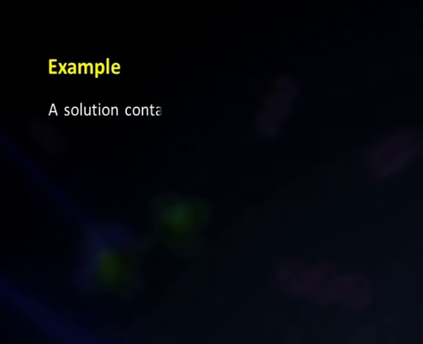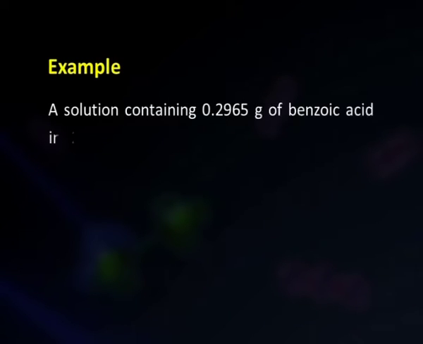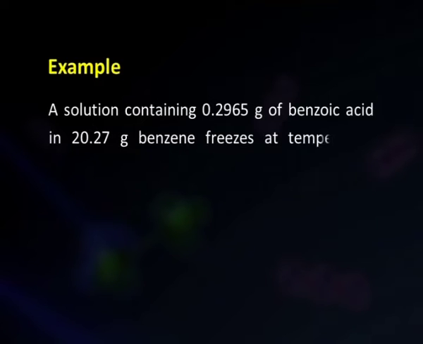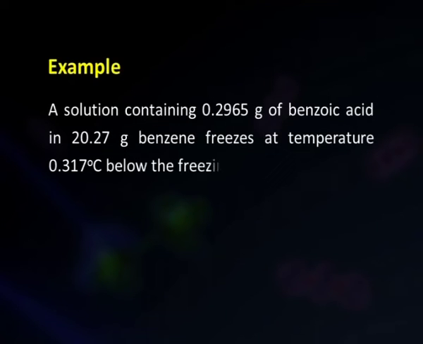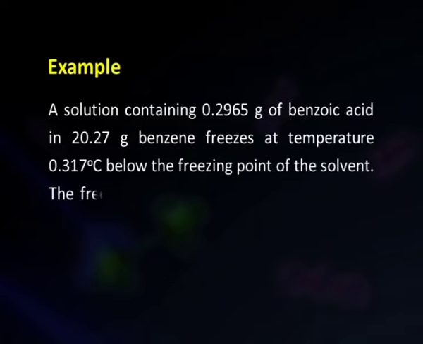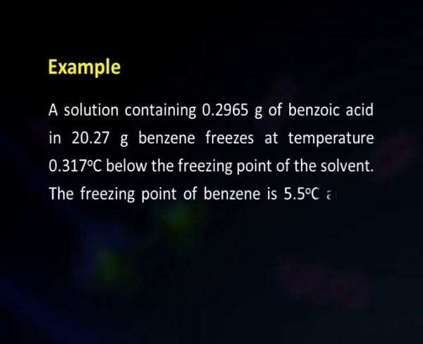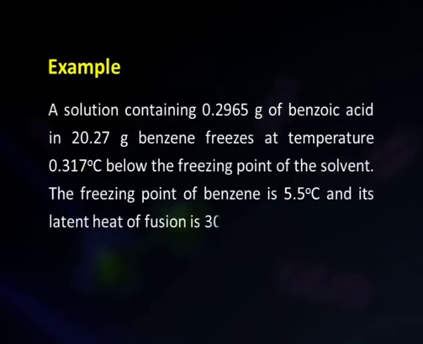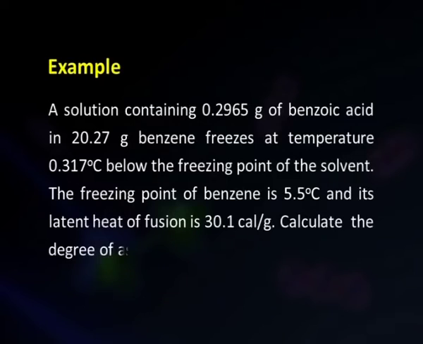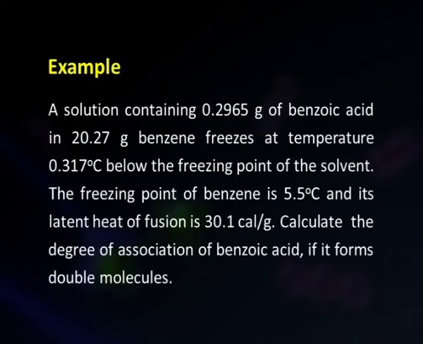In continuation, we are taking another example. A solution containing 0.2965 grams of benzoic acid in 20.27 grams benzene freezes at temperature 0.317 degrees below the freezing point of the solvent. The freezing point of benzene is 5.5 degrees Celsius and its latent heat of fusion is 30.1 calories per gram. Calculate the degree of association of benzoic acid if it forms double molecules, that is dimer.